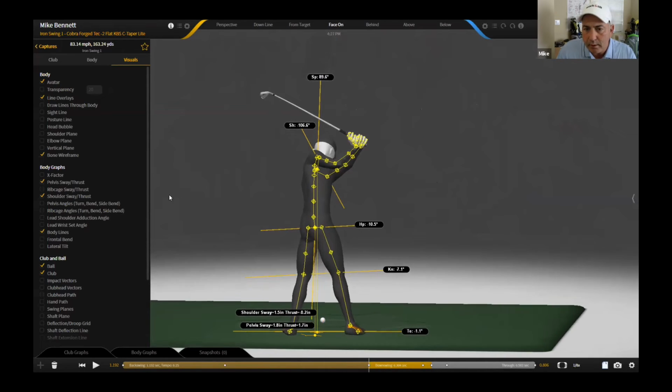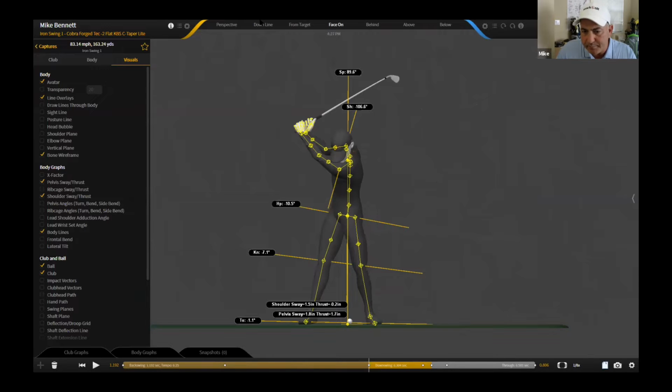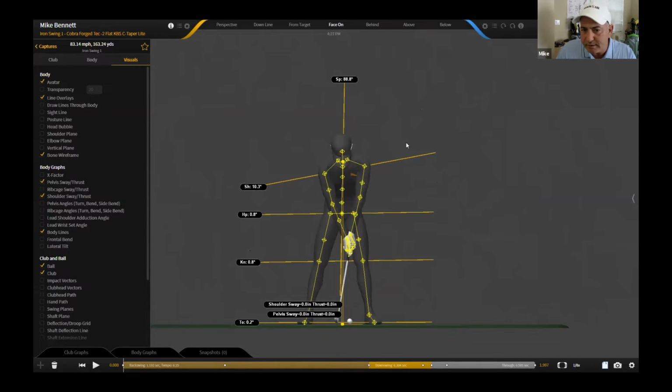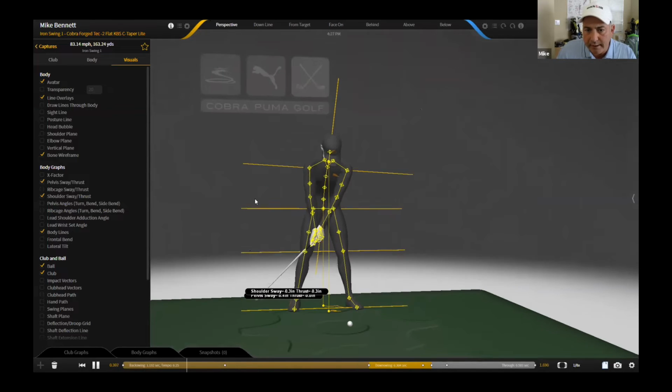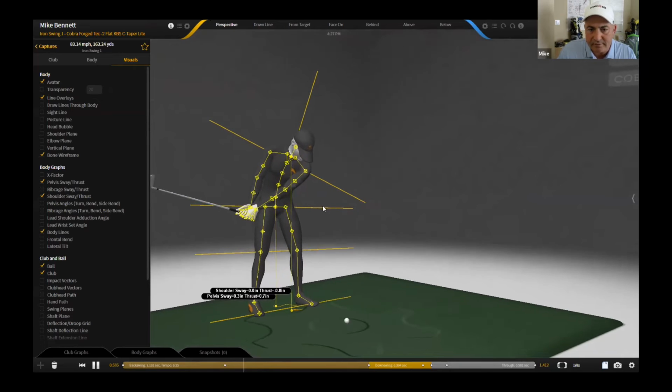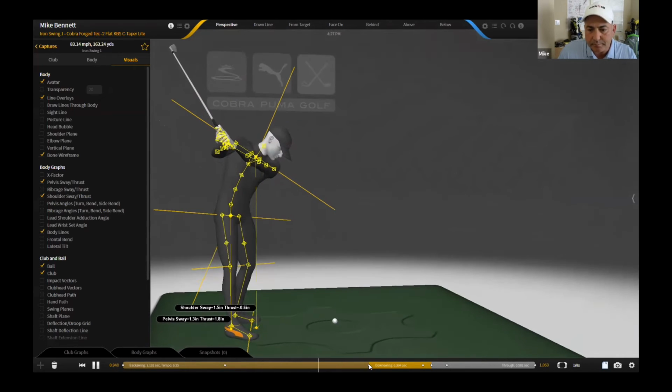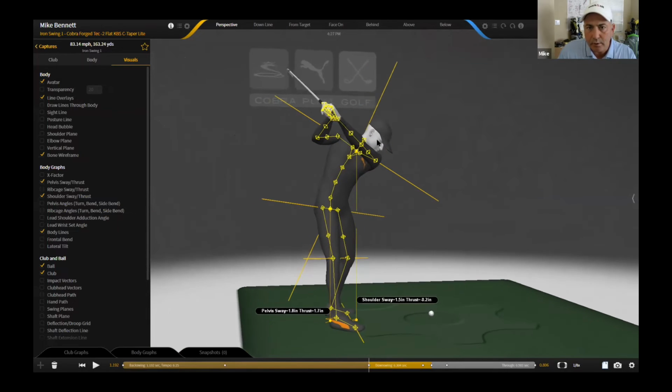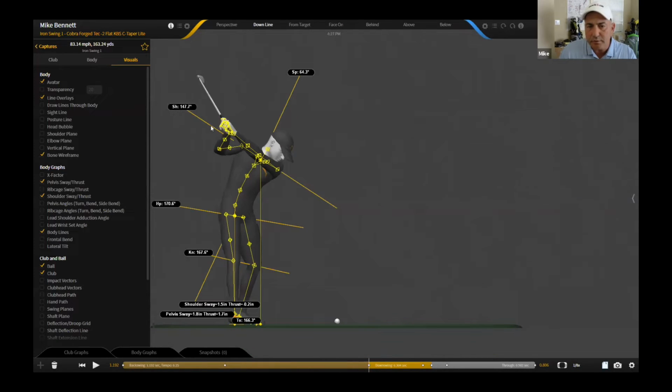And a couple of the other ways to look at this is that at address from face on, his shoulders are tilted 10 degrees to the player's right. By the time he takes it to the top of the backswing, I'll just play this and move the camera at right angles to the spine. You'll see that now by the time he gets to the top of the backswing, his left shoulder is lower than his right shoulder. So from the down the line, he's tilted his shoulders from, what do we say, 10 degrees tilted to the right, to 33 degrees tilted to the left by the time he's at the top of the backswing. So that's lateral flexion in the frontal plane.